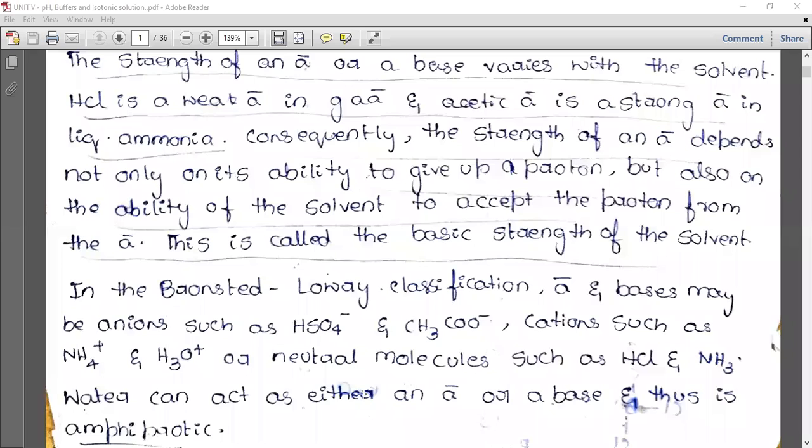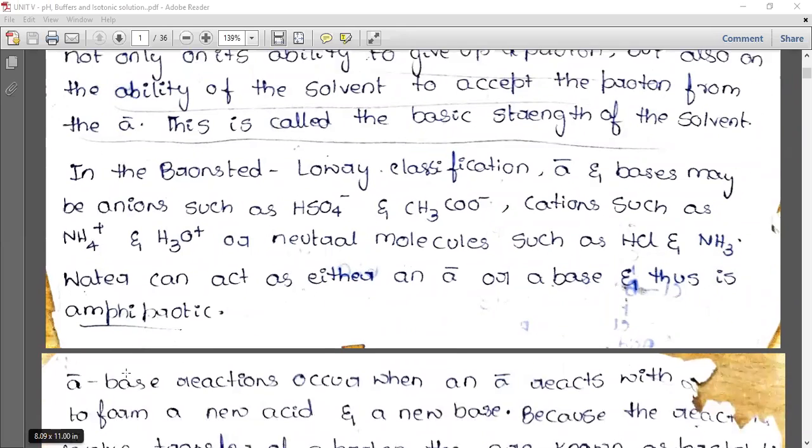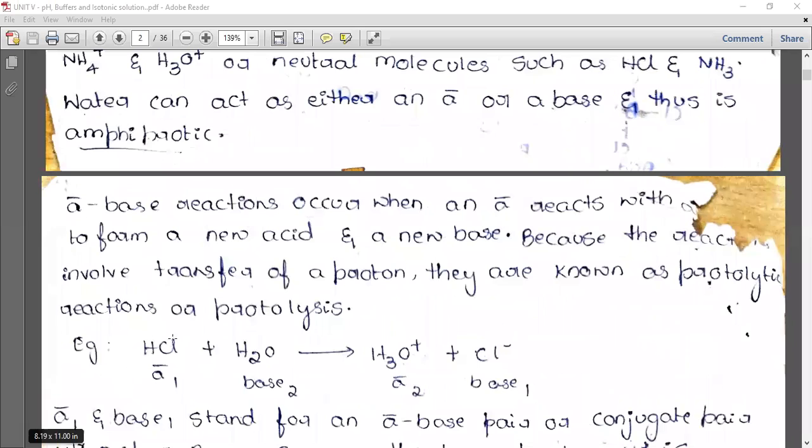Not only this, he calls water amphiprotic. What do you mean by amphiprotic? Which acts both as an acid and a base. Right. So water is such an example which can behave as an acid as well as a base. How is it? Here we have considered.